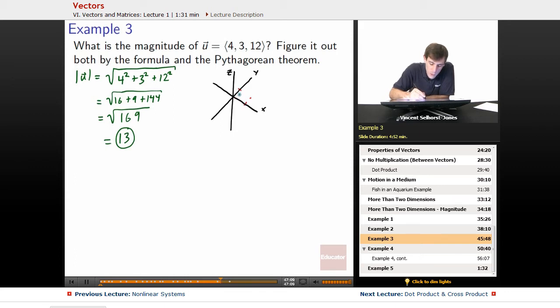4, 3, 4, 3, and then we go up by 12. So our vector is like that. Now notice, we had to get out here to this place by the x and the y part first. So we can figure out what is the length here, and then we've got a square angle here as well. So let's figure out, we can break this down into two parts.